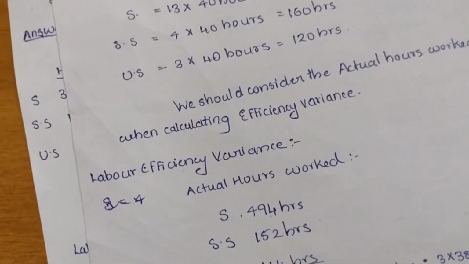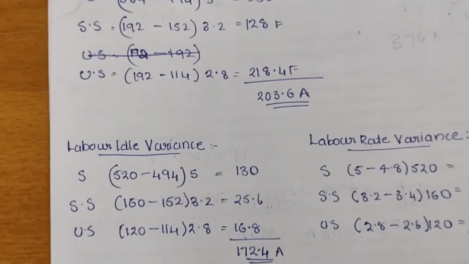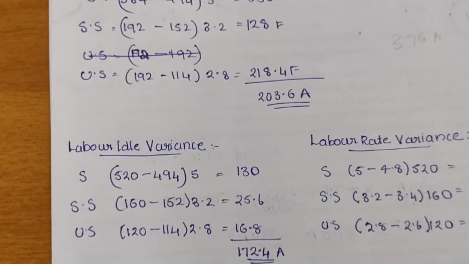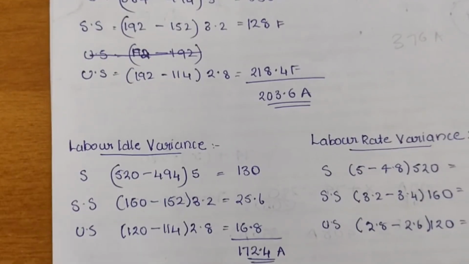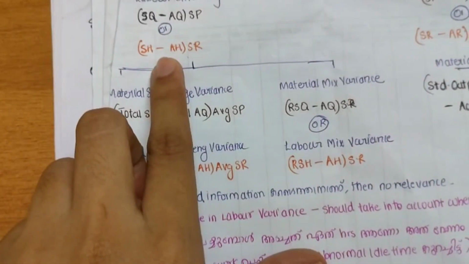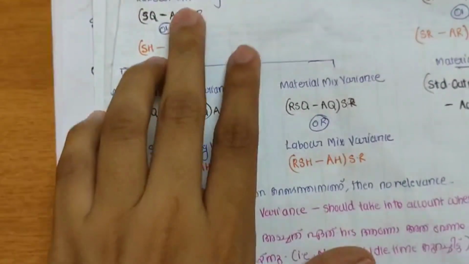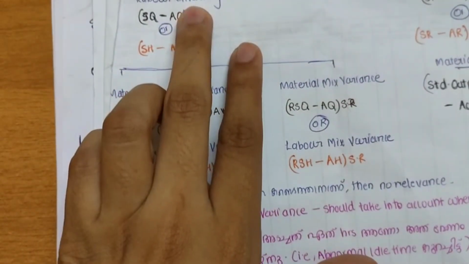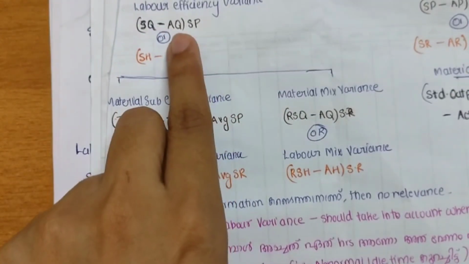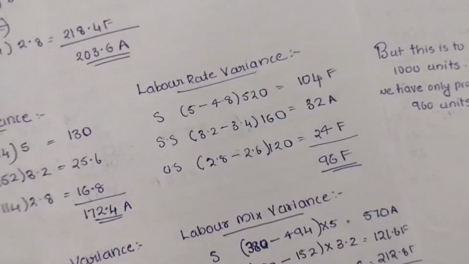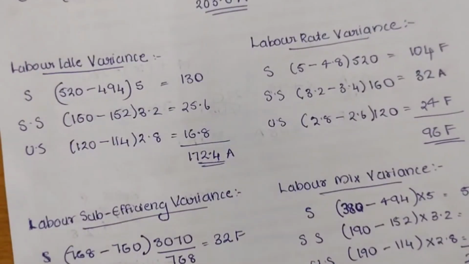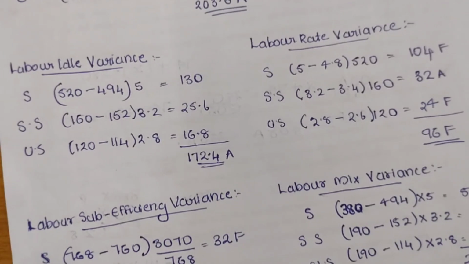So let's calculate labor efficiency variance now. We all know the formula for calculating labor efficiency variance: standard hours minus actual hours, into standard rate. That is how I explained it, right? But here you have to keep in mind that since we are calculating the labor efficiency variance, we have to take actual hours worked, not the hours which we calculated in the beginning of this calculation. Keep that in your mind. Standard hours we can take as it is, as we calculated in the very beginning.